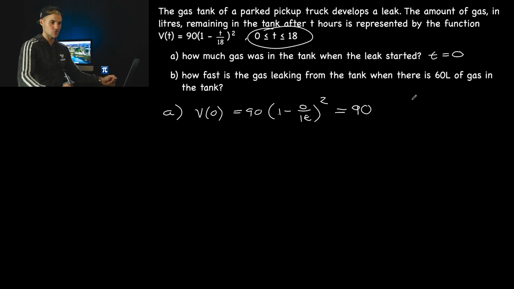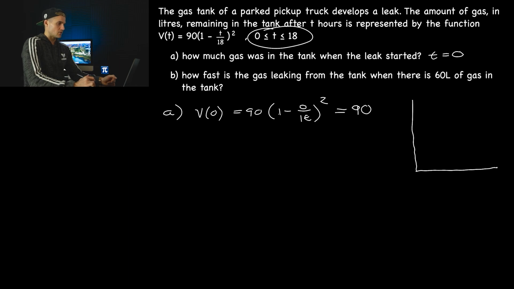And just to give you a visual of what's happening, it's going to help us also in part B. This is a quadratic that's opening up, and it's starting at a t-value of 0. This is time, this is volume. It's starting at a volume of 90. With time, because it's a leak, the volume is going down, and the tank is going to be emptied at a t-value of 18.